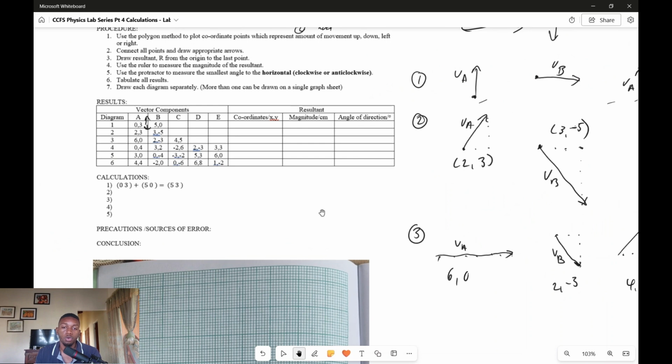All right, now the coordinates. To get these coordinates, all you need to do really and truly is add them together.